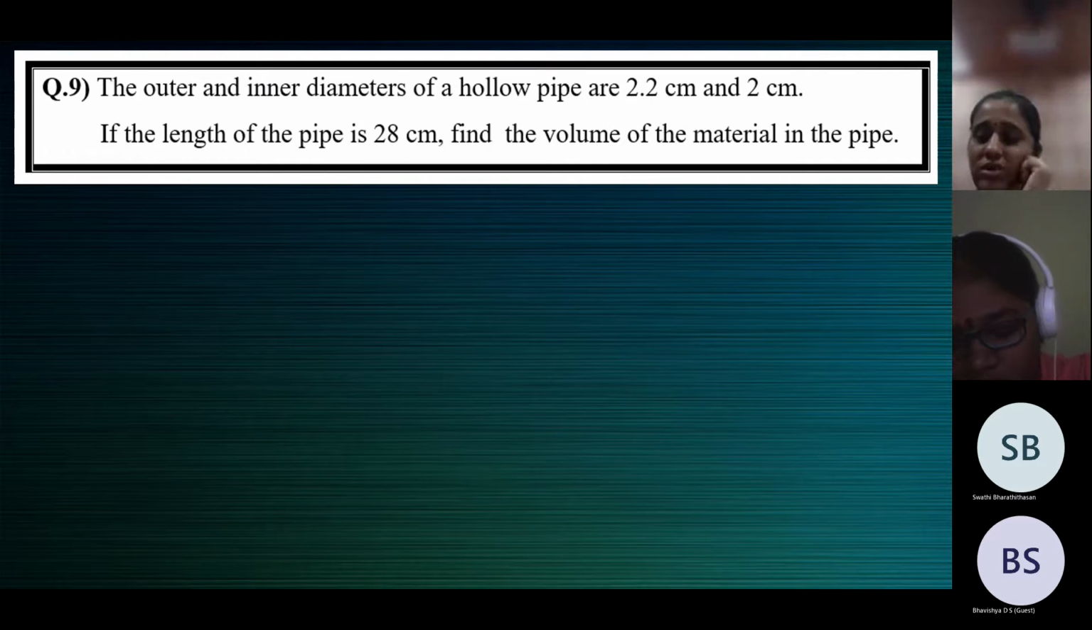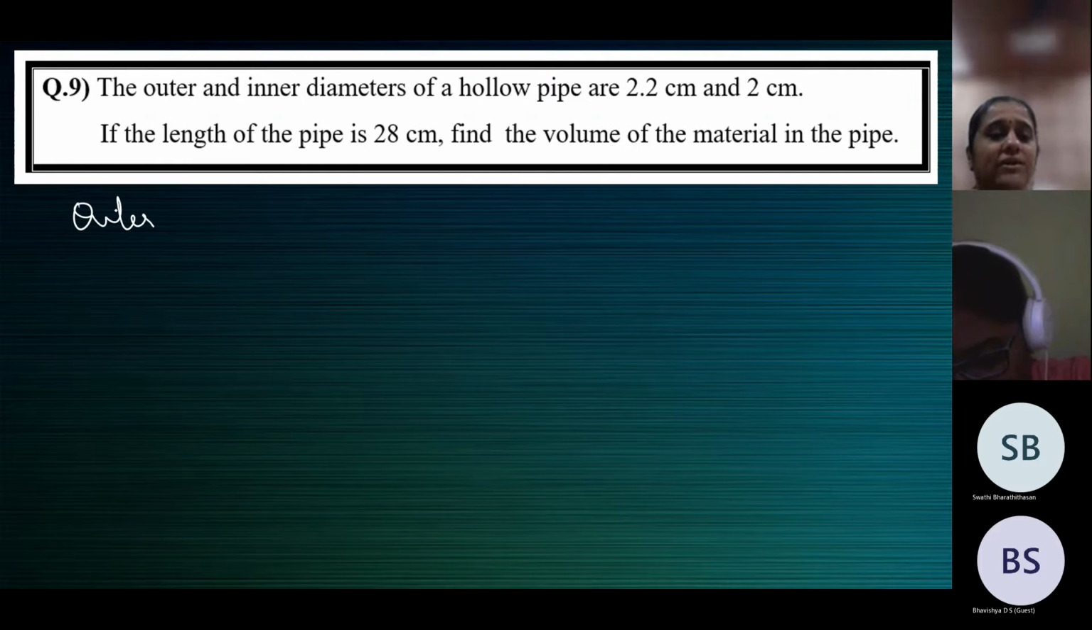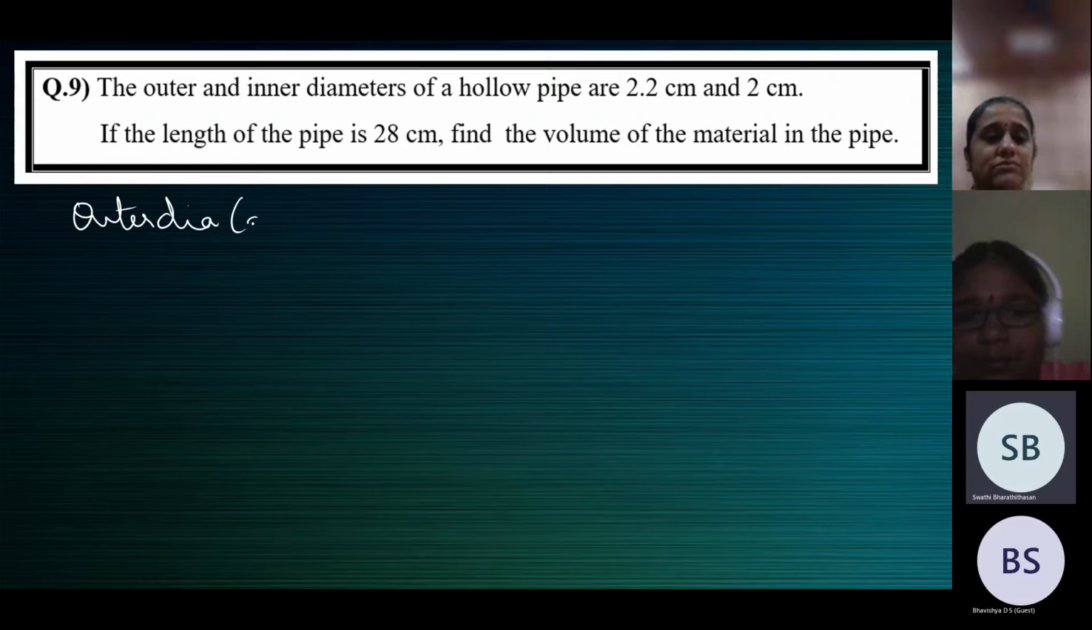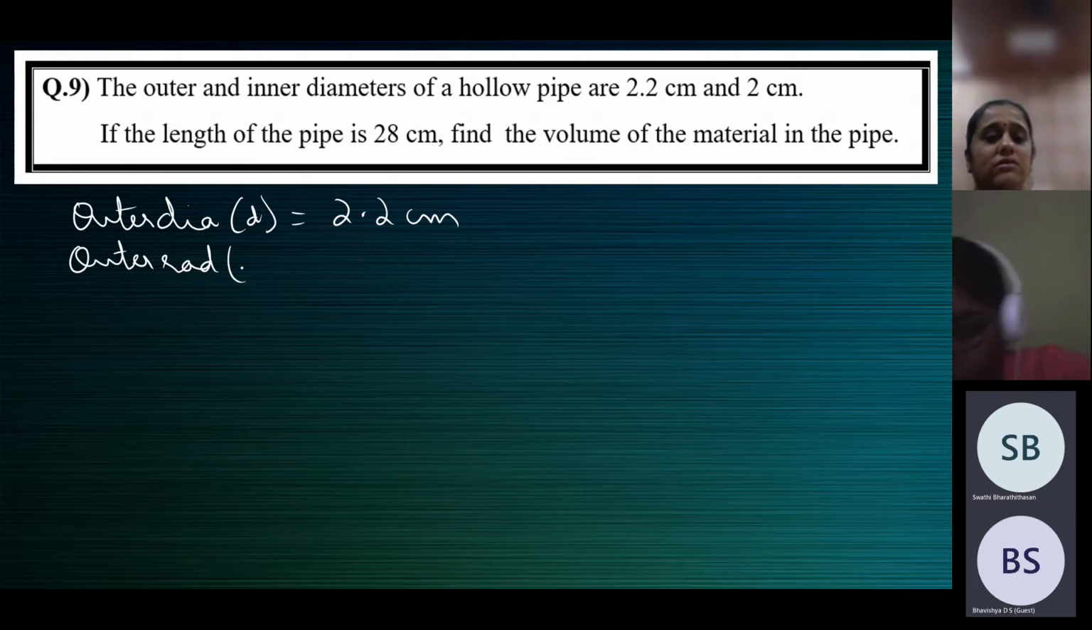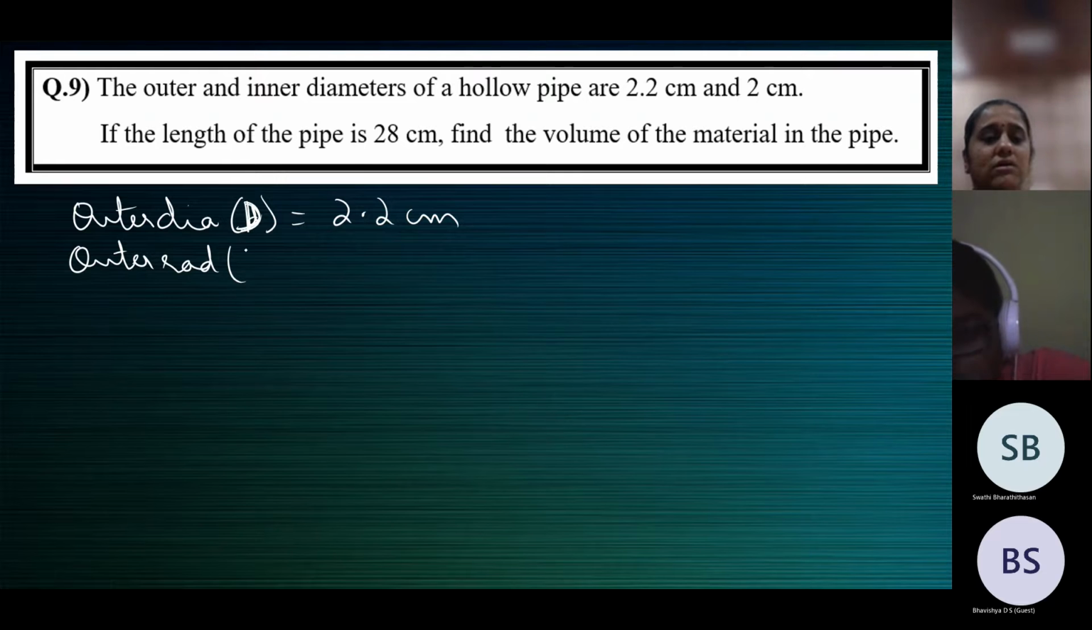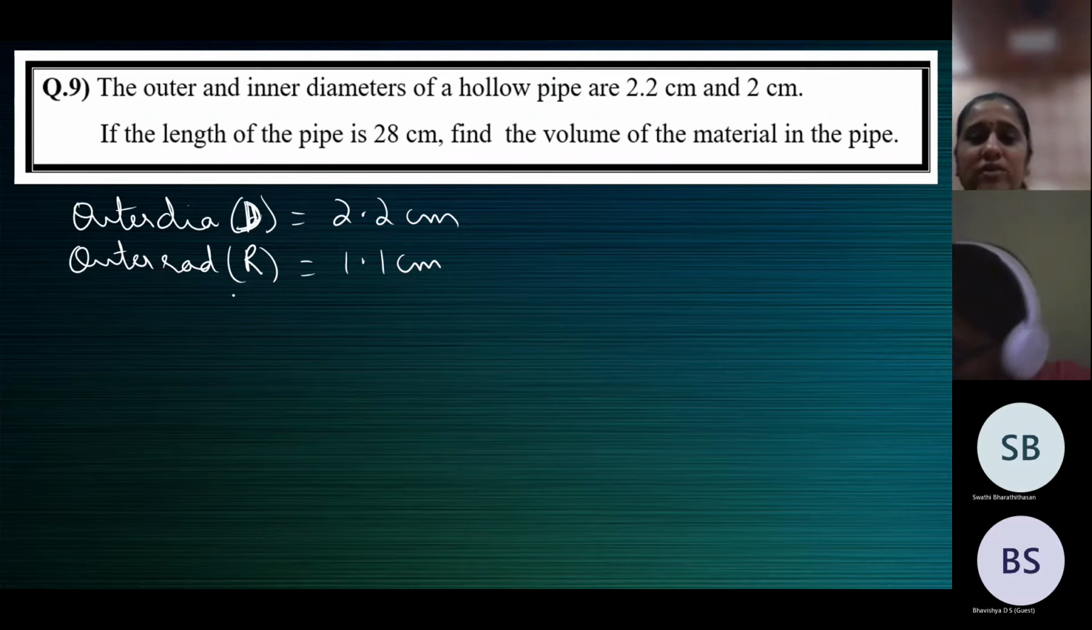So we have a formula. We understood the formula also. We're not just memorizing it. Before you write the formula, what is the value of the outer diameter? 2.2 centimeter. So what is the outer radius? 1.1 centimeter. So like this, you'll have to write out. The answer is in the next slide. Then the inner diameter and the inner radius. Then the height is 28.